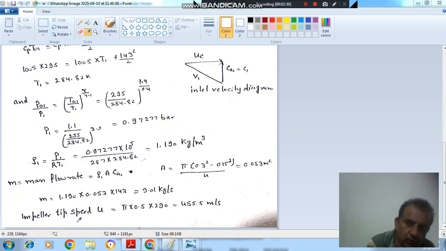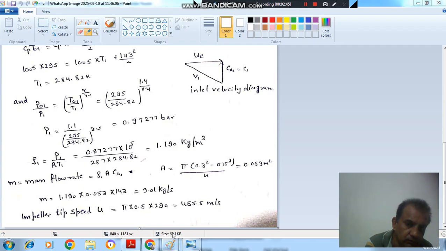Okay. So now next we will calculate the impeller tip speed. So impeller diameter is 0.5 meter and RPS, revolutions per second, is 290. So impeller tip speed comes as 445.5 meter per second.